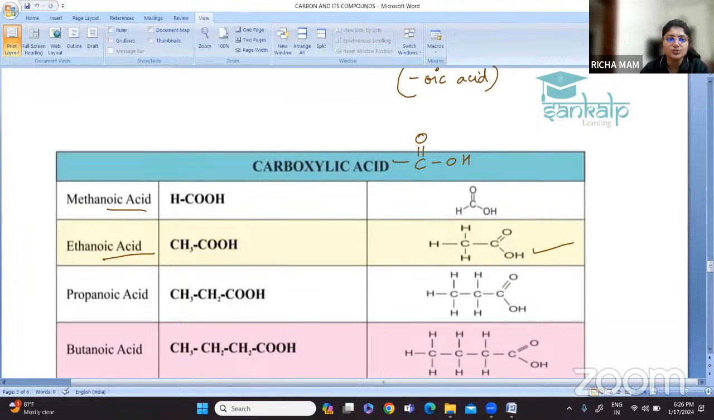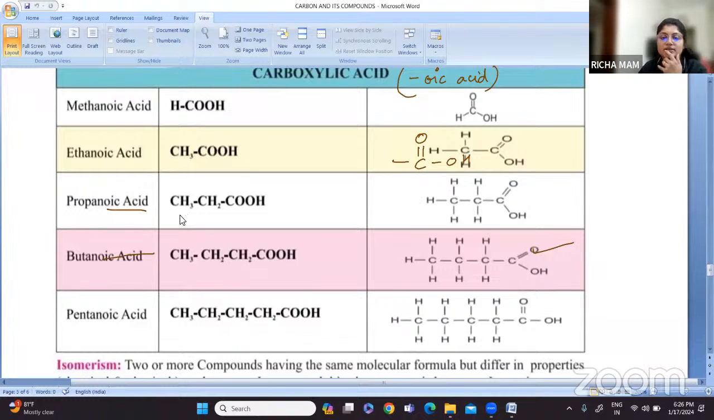Number of carbon atoms is 2. Next is propanoic acid. Number of carbon atoms is 3. This is the molecular formula, this is the structural formula. Next is butanoic acid, the number of carbon atoms is 4. This is the molecular formula and this is the structural formula of butanoic acid.